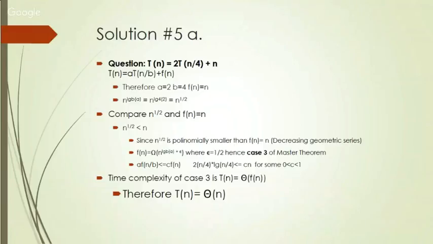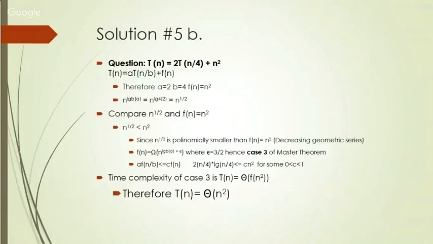Then the running time for case 3 of the master theorem is theta fn, and therefore for our case here it will be theta n. That will be the running time, or the time complexity.